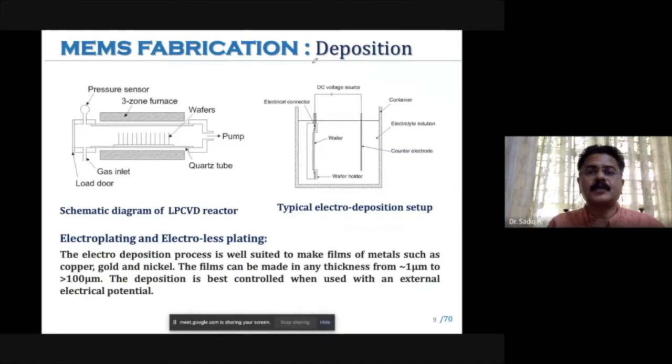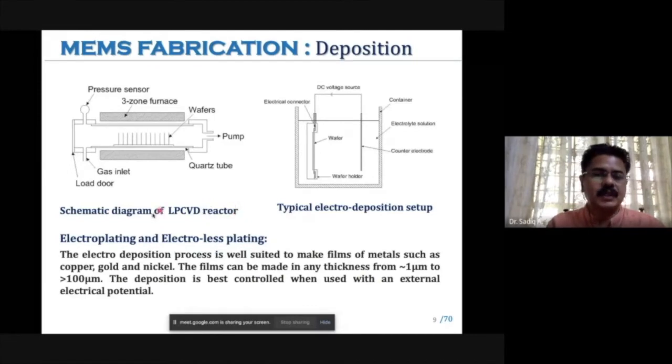MEMS fabrication, deposition. This is the first step. Now let us see chemical methods of deposition, chemical vapor deposition. I am telling only a few examples. There are many other methods also. You are strongly advised to refer to the reference articles to get more details about these explanations. Now, chemical vapor deposition methods. One example that I have shown here is LPCVD. LP stands for low pressure, CVD stands for chemical vapor deposition. Reactor means any place, a controlled environment where the reaction happens.